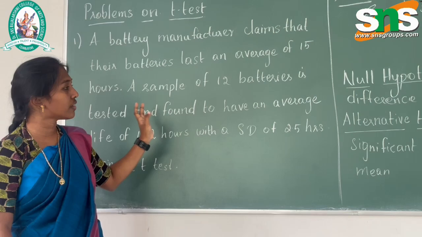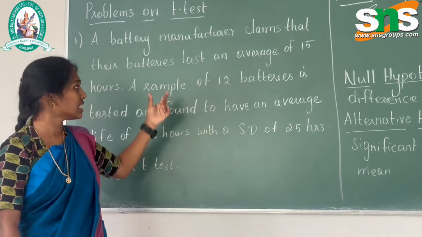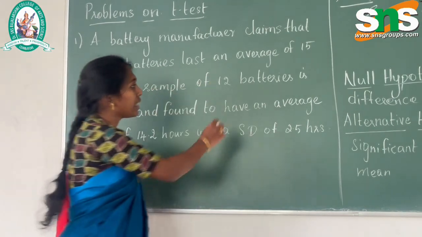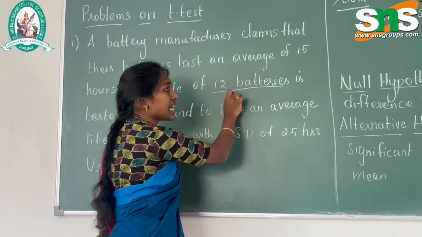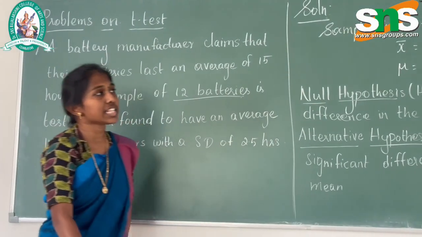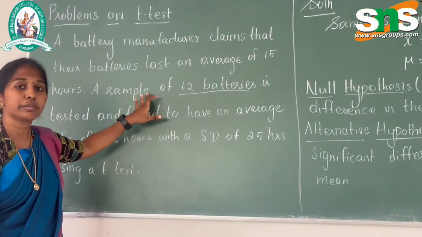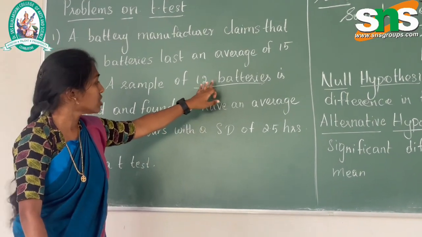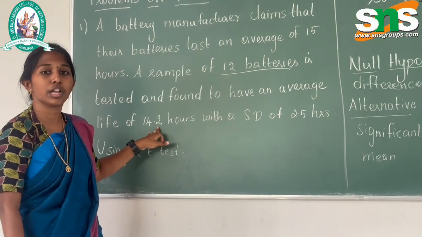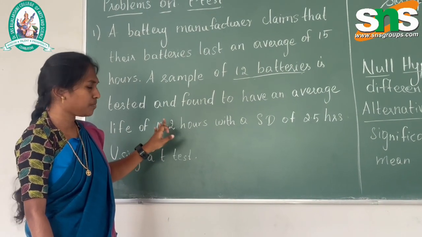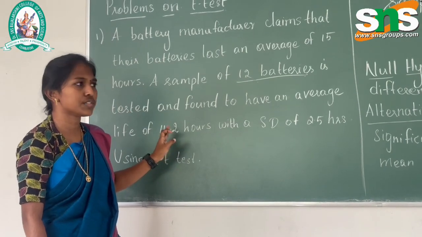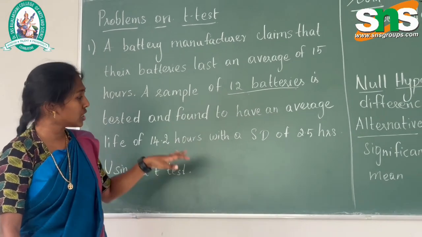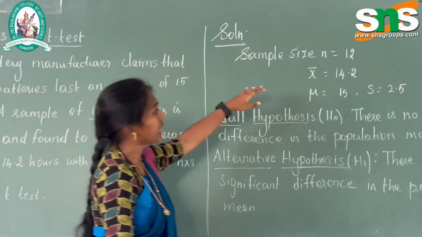First I am going to find the sample size. A sample of 12 batteries is given, which implies that the sample size n is 12. Next we are going to take the sample mean for these 12 batteries. The sample mean for the 12 batteries is 14.2 hours. The symbolic representation of the sample mean is x bar. So the value of x bar is 14.2 hours.